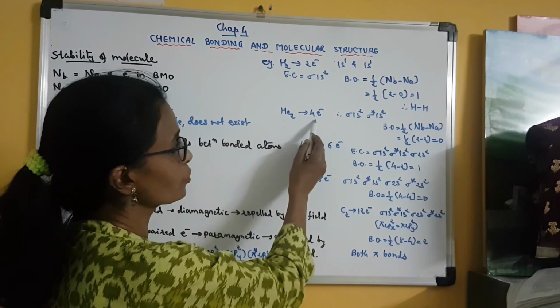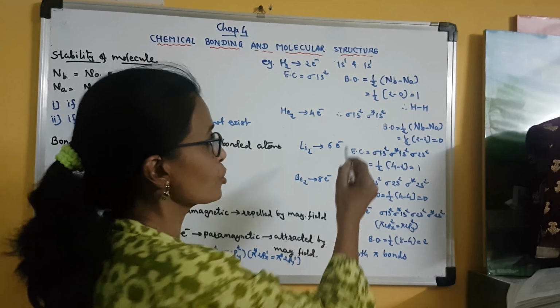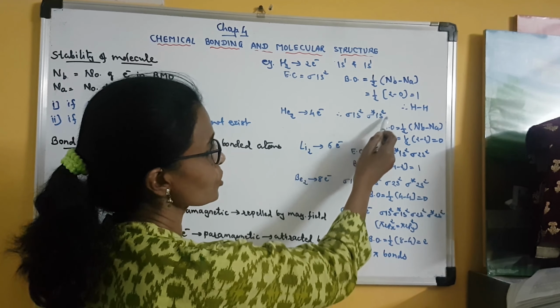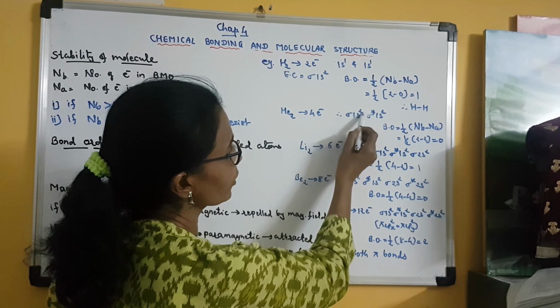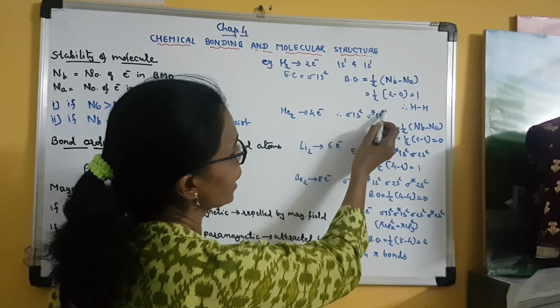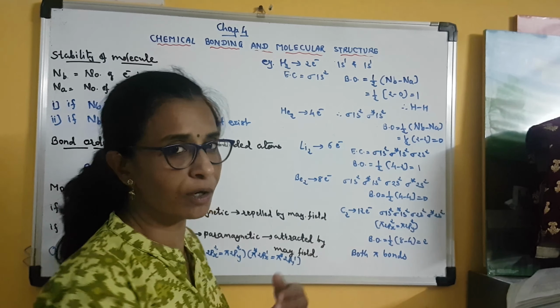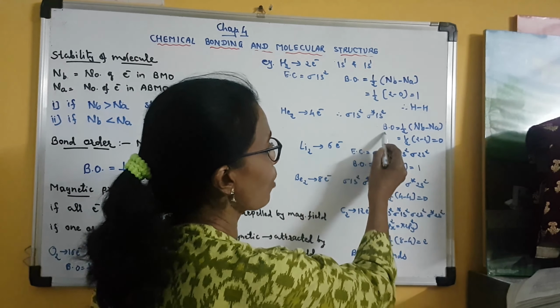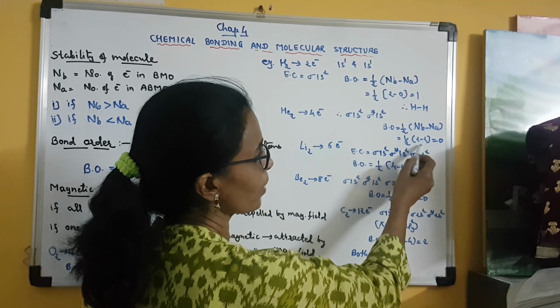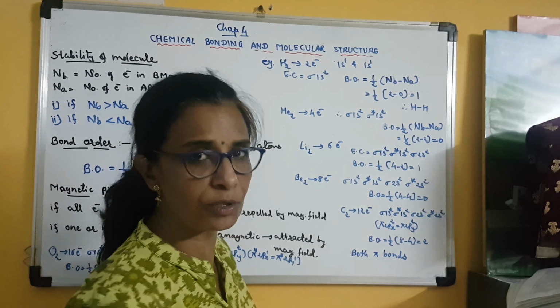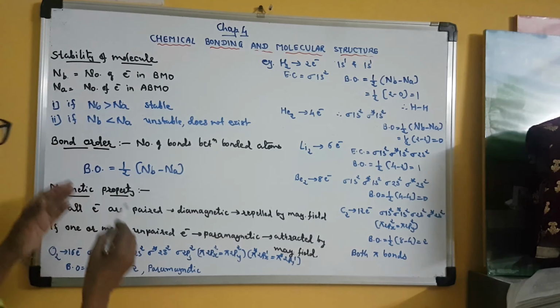So in He2 there are total 4 electrons. So the configuration is sigma 1s2, sigma star 1s2. Clear? So here you can see in the bonding molecular orbital there are 2 electrons, and in the anti-bonding molecular orbital also there are 2 electrons. So bond order is equal to half into Nb minus Na, means 2 minus 2 divided by 2. So it is equal to 0. Bond order is 0.